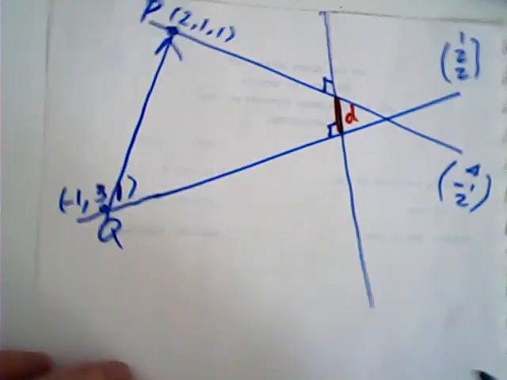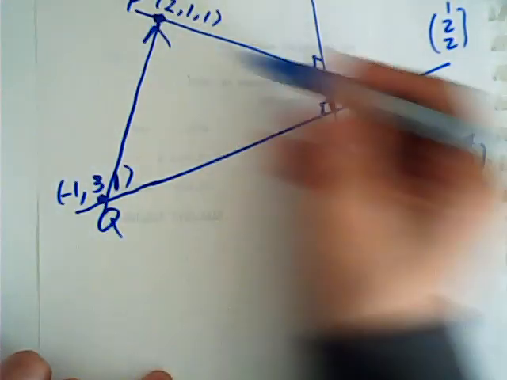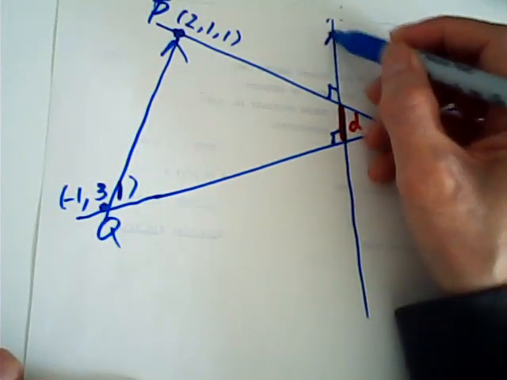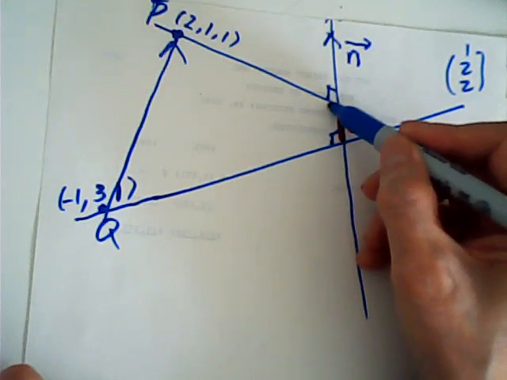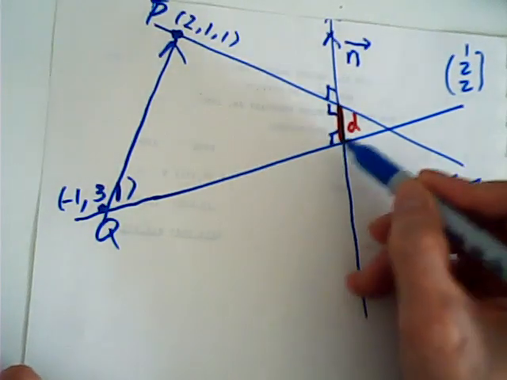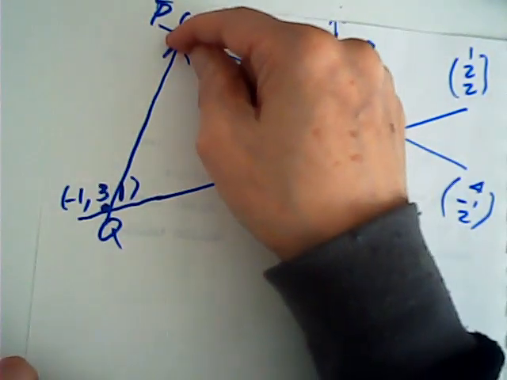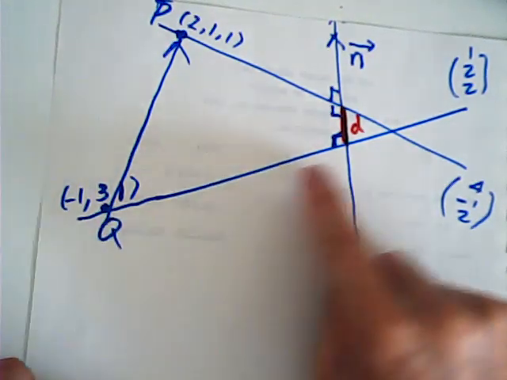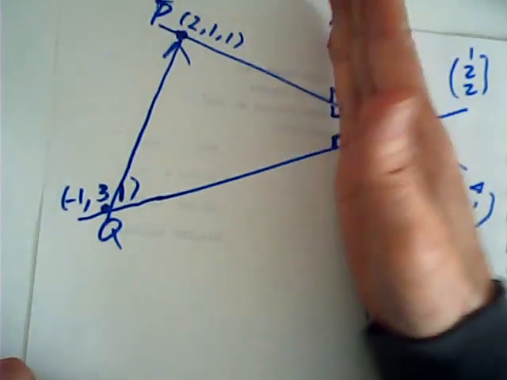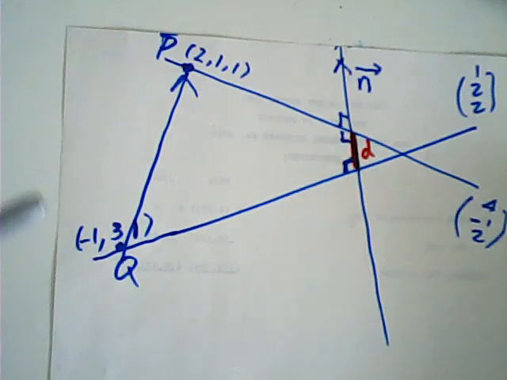Okay? Then you project this one onto this vector. This vector is n, right? Then you get the distance, because this point projects to this line here, and this point projects to the perpendicular line here. So that will be the distance. Okay, let's find everything in detail, all right?